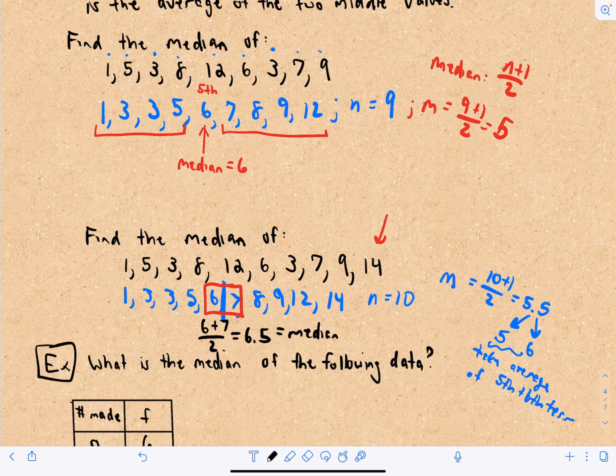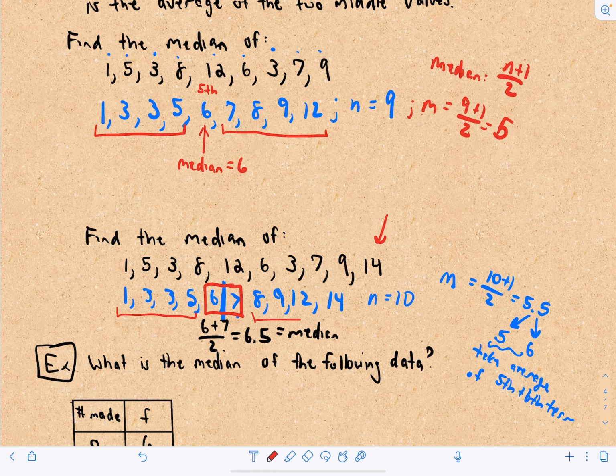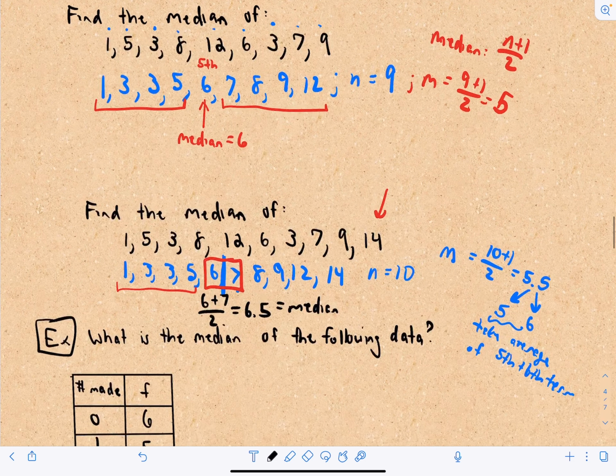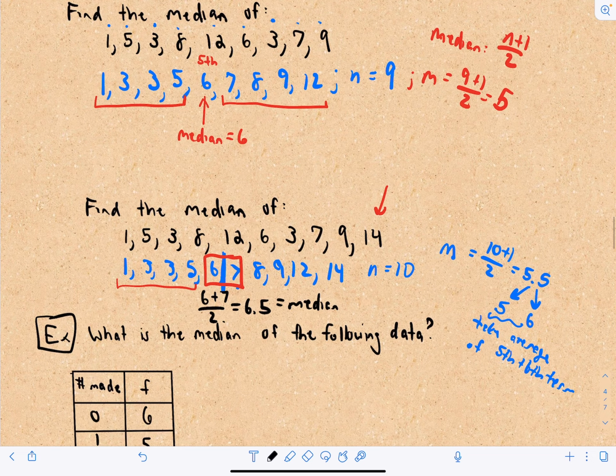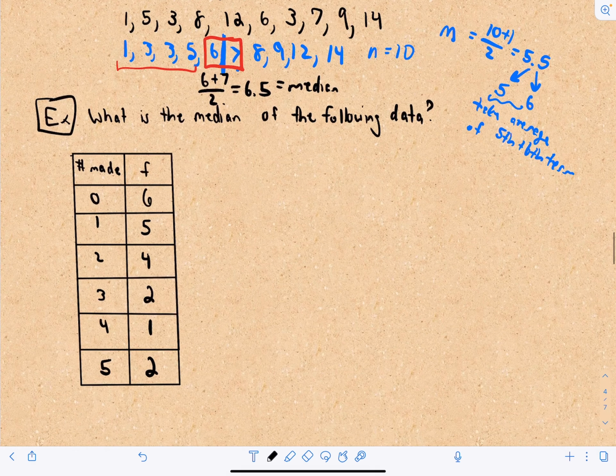So if you have an even number of terms, and again, notice in this case there's still 4 terms to the left and 4 terms to the right. So I'm taking the average of those 2 middle values. Had it been 6 and 10, the median would have been 8. So if you have an even number of terms, you're going to have to do a little average. So what's the median of the following data?